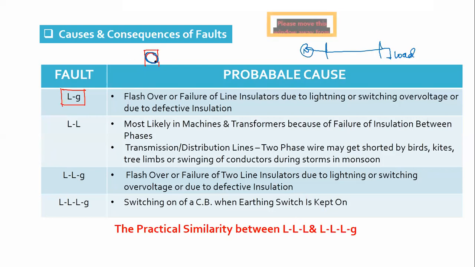So what will happen? The conductor will come into contact with the core, and as we know, the core of the machine is generally grounded, earthed, for safety reasons. So the current will flow directly from conductor to ground, and that is what we call the line to ground fault. Okay, correct, Rajesh.